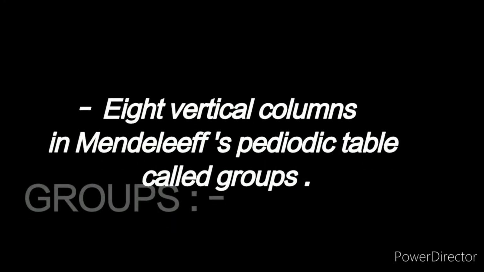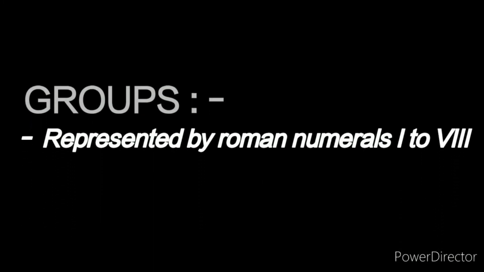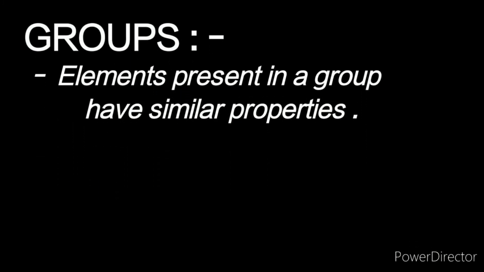Groups and subgroups. There are 8 vertical columns in Mendeleev's periodic table called groups. They are represented by Roman numerals 1 to 8. Elements present in a given vertical column, that is a group, have similar properties.